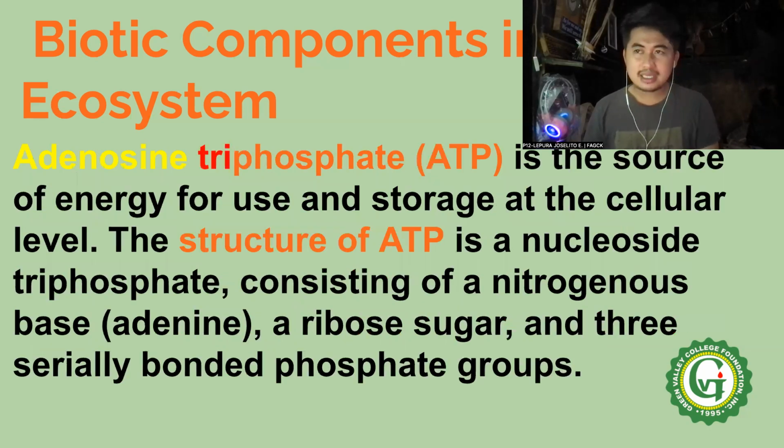Now, for your ATP, it is called adenosine triphosphate because it contains one adenine-based nitrogenous na ribose sugar or your adenine, and your tri kasi tatlong phosphate. That's ATP, very basic. Now, ATP is the source of energy for use and storage at the cellular level kasi we are dealing with your cellular level.